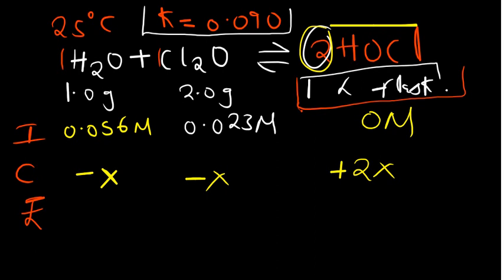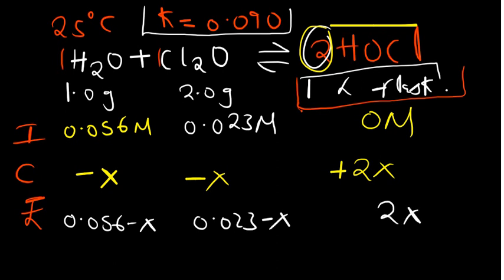So the equilibrium concentration is the initial plus the change. So we have 0.056 minus x, 0.023 minus x, and 2x there plus 0 is just 2x. So we now have the equilibrium concentrations that we required.